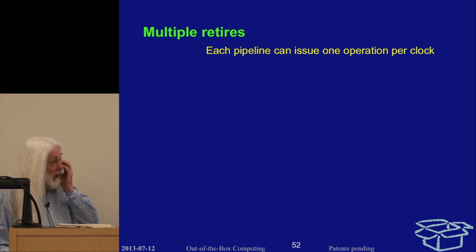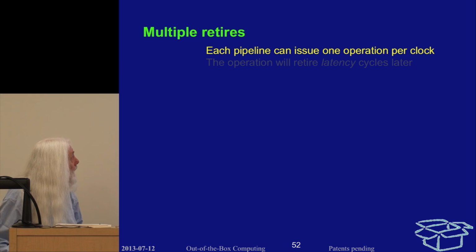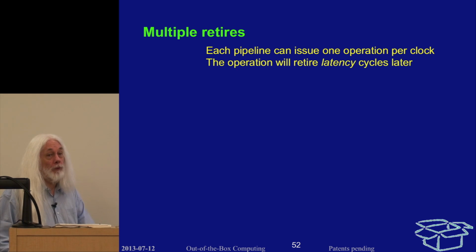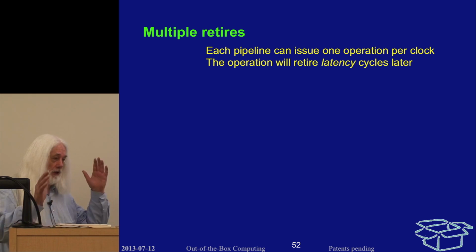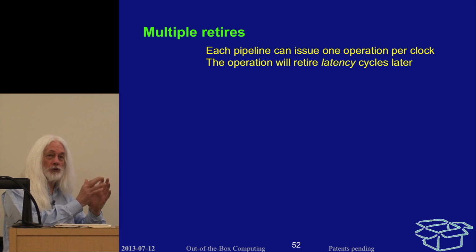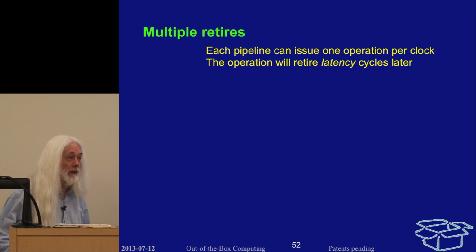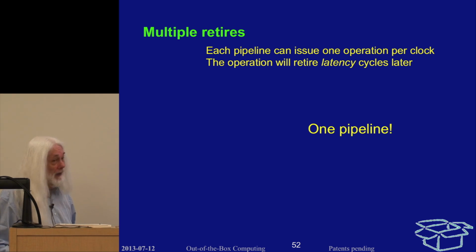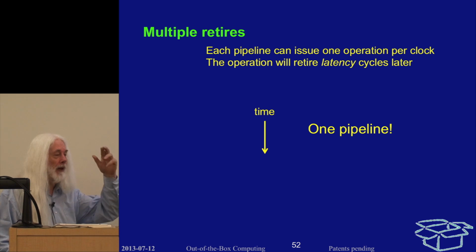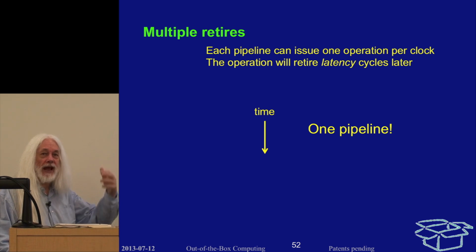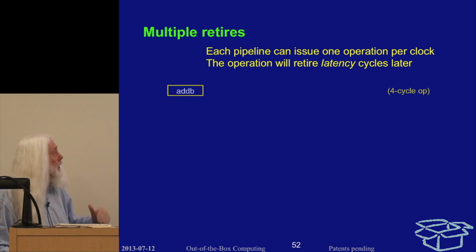Now you can have multiple retires. Each pipeline can issue one operation per cycle, period. This is determined by the way the operations are encoded. There's one per slot in the encoding, and that means there's one per pipeline that actually gets issued. That operation will retire some latency cycles later. This illustration is describing just one pipeline, not all the pipelines. Time is increasing downward as I'm showing you events as they happen one at a time.